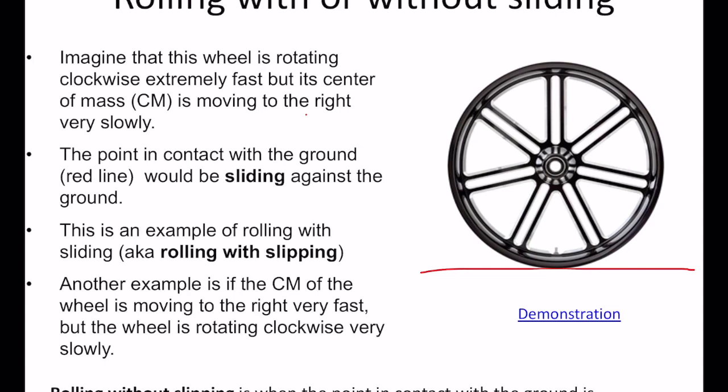So that's an example of rolling with slipping. Okay, another example of rolling with slipping is the opposite scenario, where just imagine that the wheel is being dragged very fast along the ground, but it's not being allowed to rotate as much as it normally would. So you're just dragging the wheel along, but you are not letting it rotate.